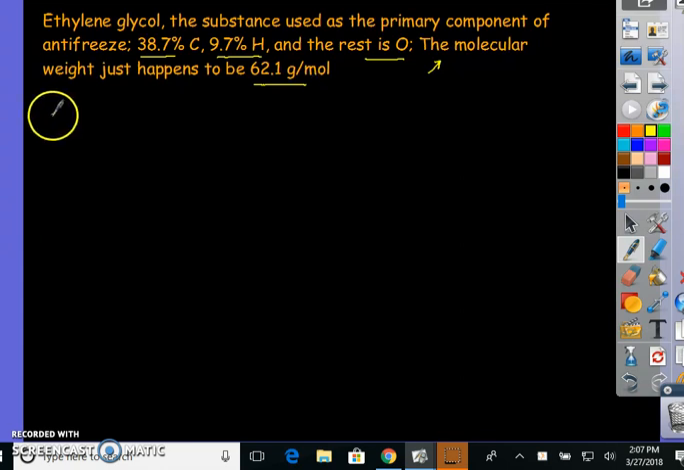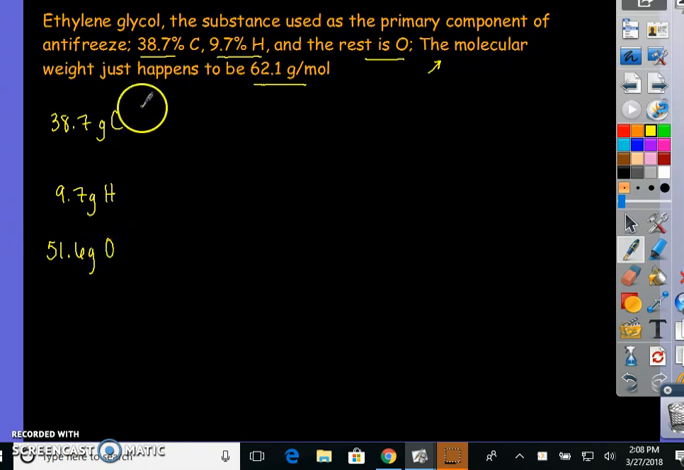All right, so we've got 38.7%, which I'm going to treat as grams of carbon. And we have 9.7 grams of hydrogen, and of course the rest is oxygen. So I've got to figure out, what is that? So 38.7 plus 9.7 is 48.4, and if I subtract that from 100, I should get 51.6. Because I'm assuming it's out of 100. Okay, I'm going to go ahead and convert each one of these to moles.